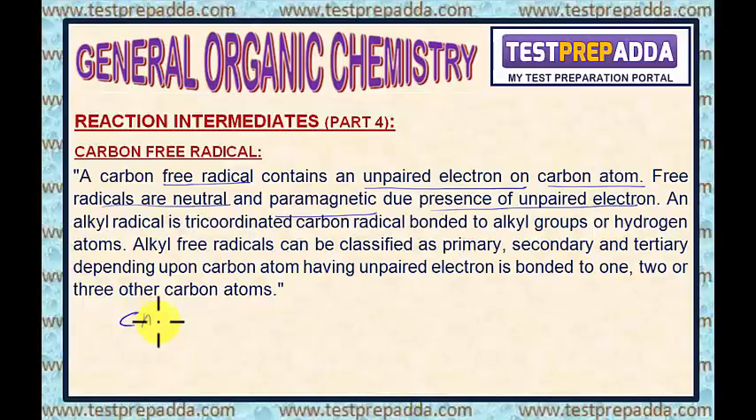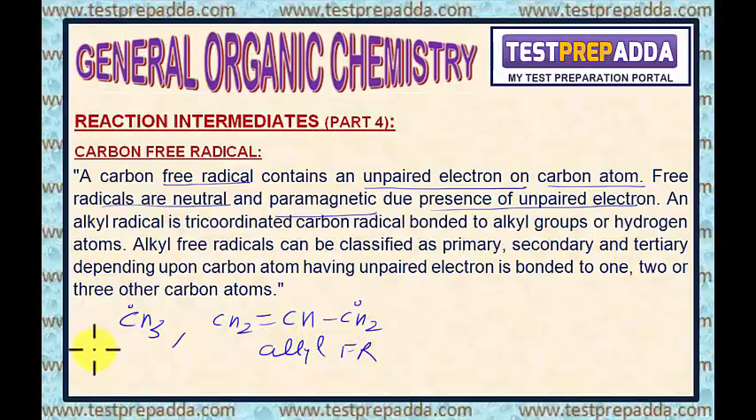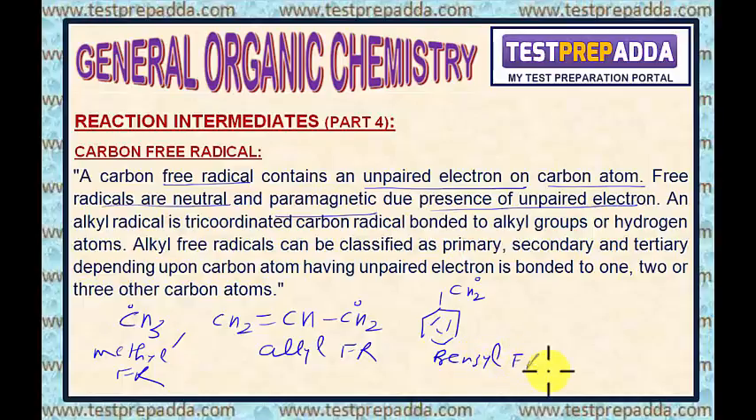For example, this is methyl free radical. I can write CH2 double bond CH single bond CH2 free radical. This is allyl free radical. If I write this, I can write this as benzyl free radical. Everywhere you can see this carbon has got an unpaired electron, and because of that it is paramagnetic in nature.